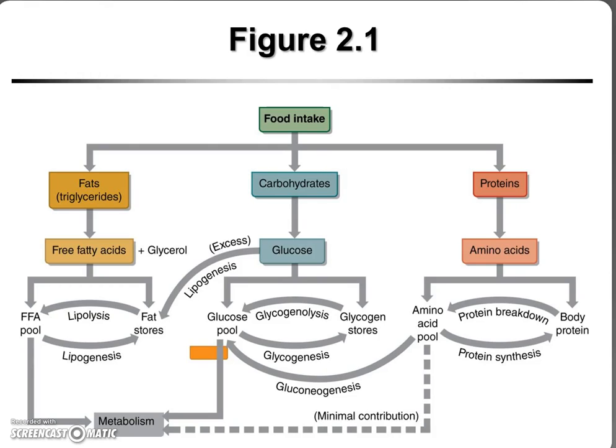So this figure 2.1 shows you the cellular metabolism, the results from the breakdown of the three different fuel substrates provided by the diet, the fats, the carbohydrates, and the proteins. And once each is converted to its usable form, it either circulates in the blood as an available pool to be used for metabolism, or it's actually just stored in the body itself.